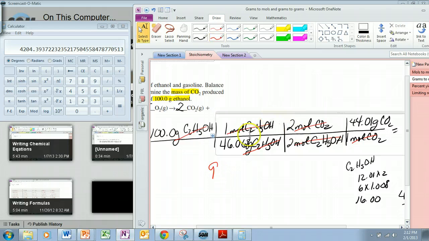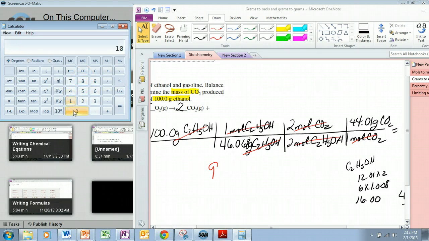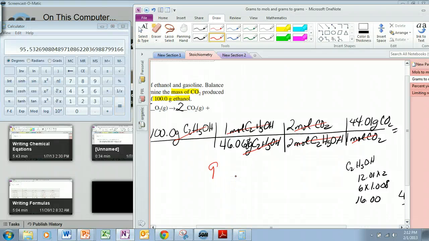I don't think backup works there. Nope. I'm going to have to do the whole calculation over. 100 divided by 46.068 and then times 44.01 equals. And I get 95.5326 grams of CO2.